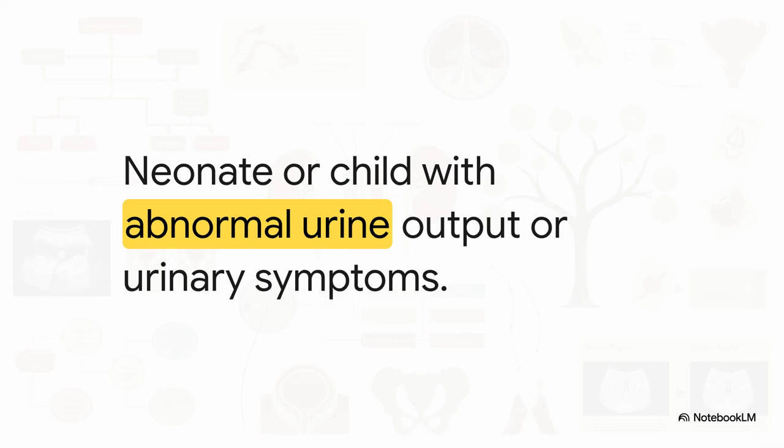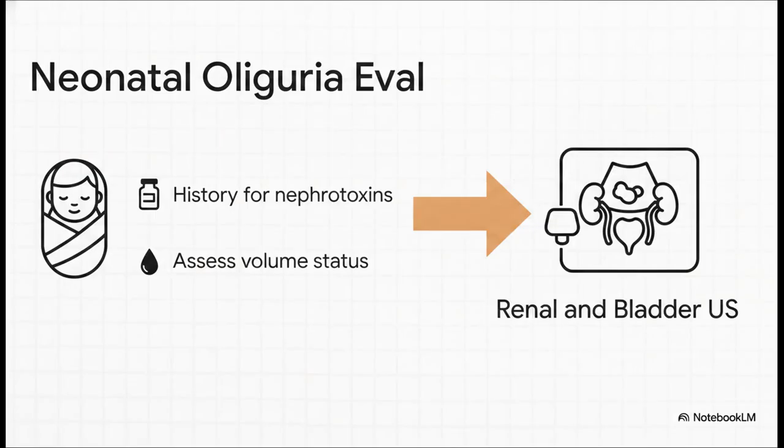or urinary symptoms. You have to sort them immediately. Is it oliguria, a weak stream, daytime incontinence, nighttime-only enuresis, or maybe recurrent febrile UTIs? Pinning this down dictates everything that follows. So if you've got a neonate with oliguria, start with a targeted history and physical exam. Check for maternal nephrotoxin exposure, any family history of renal anomalies, and definitely assess their volume status. Then your next best step is going to be a renal and bladder ultrasound. You're looking to assess the number of kidneys, their shape, size, any vascular abnormalities, congenital defects, and, of course, obstruction.